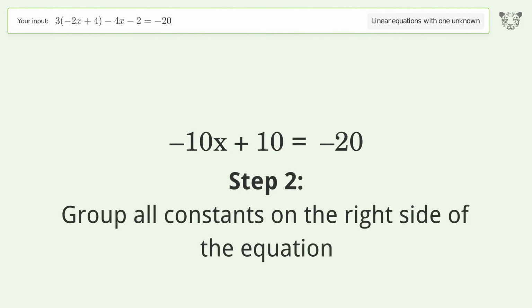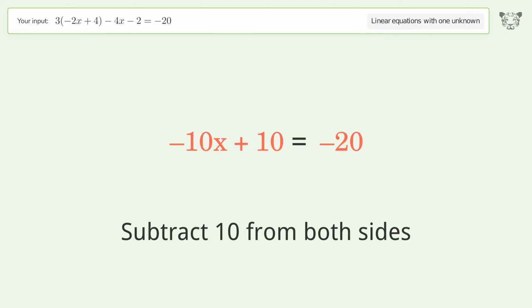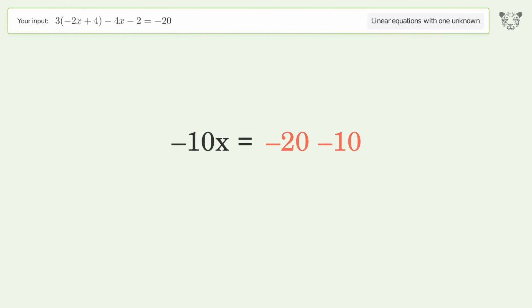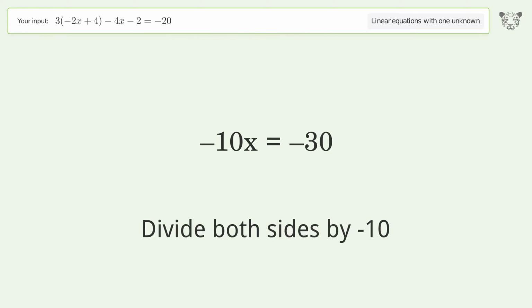Group all constants on the right side of the equation. Subtract 10 from both sides. Simplify the arithmetic. Isolate the x. Divide both sides by -10.